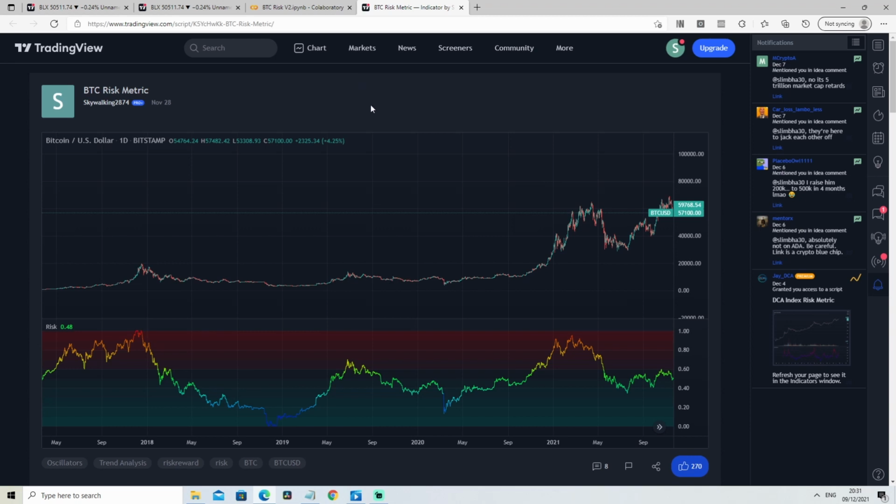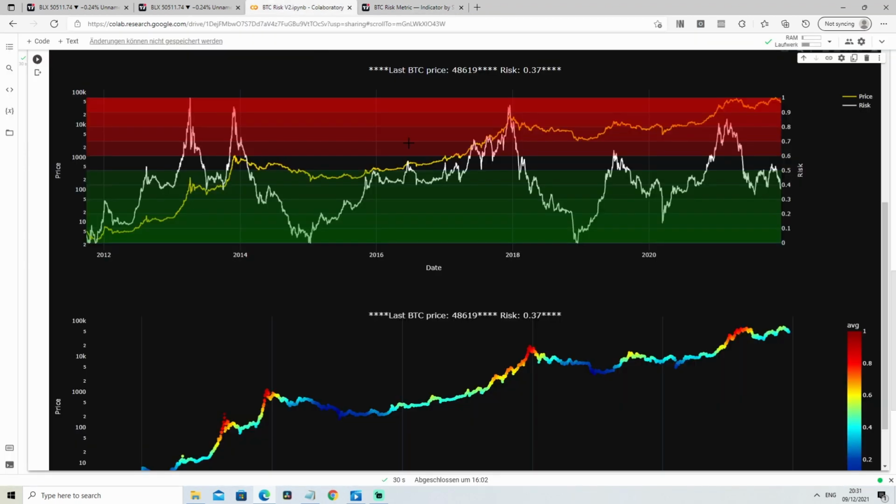Now, similar to other risk models, the idea behind this one is to estimate the risk of Bitcoin against the US dollar on a daily time frame, on a daily basis, and it's on a scale of 0 to 1. So 0 is of course the lowest risk and 1 is the highest risk, which means that the closer we get to 0, the safer Bitcoin is as an investment, and the closer we get to 1, the higher the risk is. And at that time, it's a better option to bail out and sell.